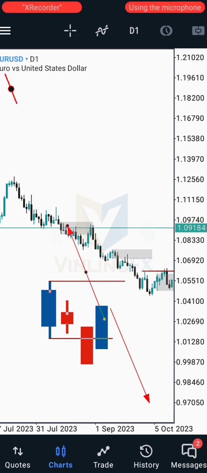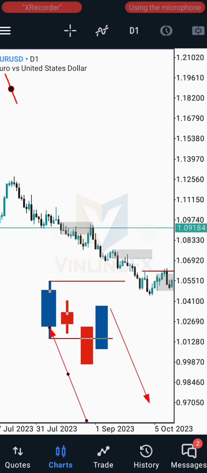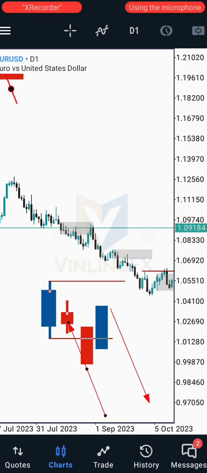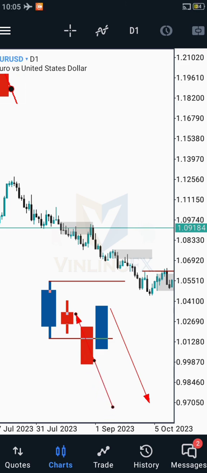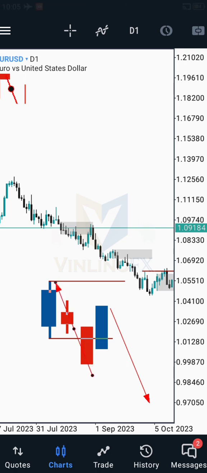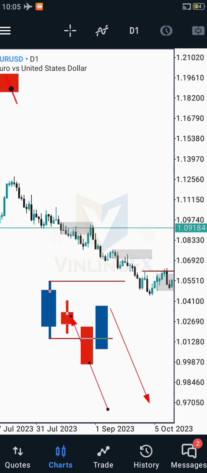Now we have this big candle. For a bullish candle, the levels will be open, low, high, close. For bearish, it will be open, high, low, close. So that being said, what do we do now? We mark the high and the low of the big candle covering the small candle.